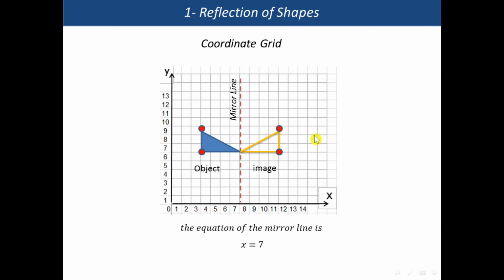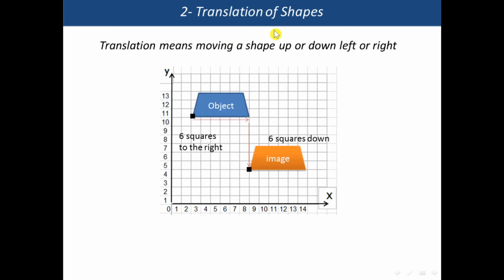Okay, let us talk now about translation. Translation is to change, to move an object. So when I have an object and I want to bring it here, that means each point of this object will move 6 squares to the right and 6 squares down. Again, I have to know first from where I should start. So you specify a point, this one, the black one, and then you go 6 squares to the right and 6 squares down. So this is your point here.